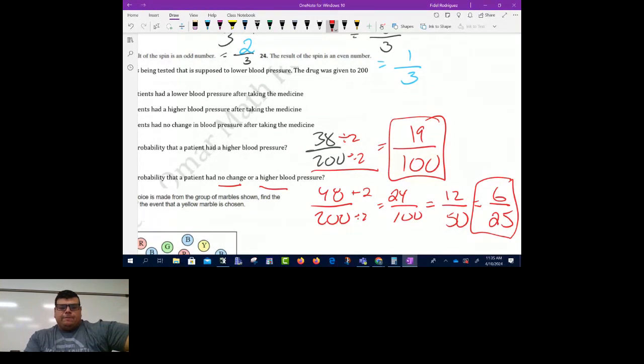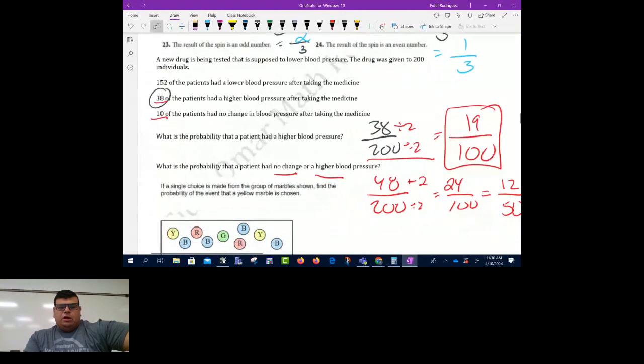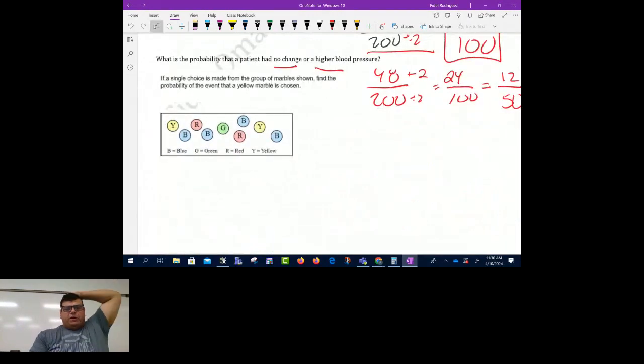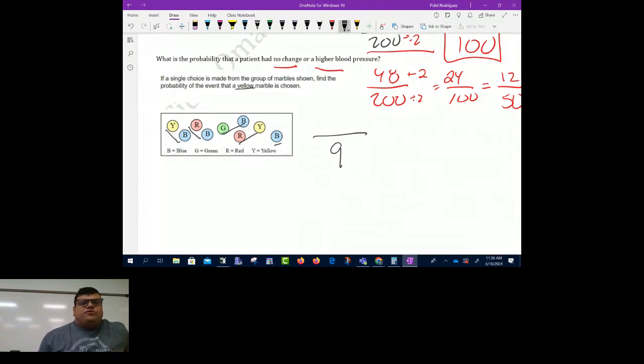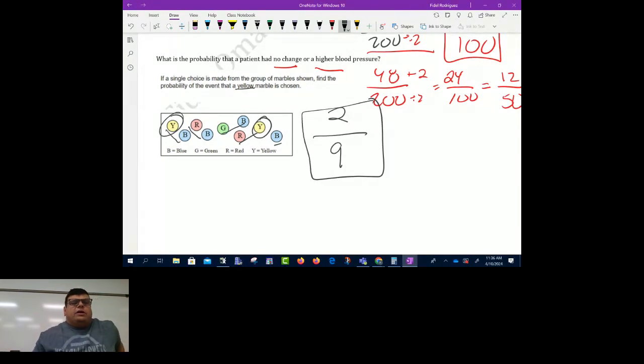All right. And then, y'all, we got another problem again, dealing with marbles, right? So this one, again, they gave me a picture. Always nice to have the picture. Let's see. Let's find how many marbles we have total. Look, y'all, 2, 4, 6, 8, 9. 9 marbles in total. Find the probability that a yellow is chosen. Y'all, out of the 9, looks like we got 2 yellows, right? So 2 out of the 9.